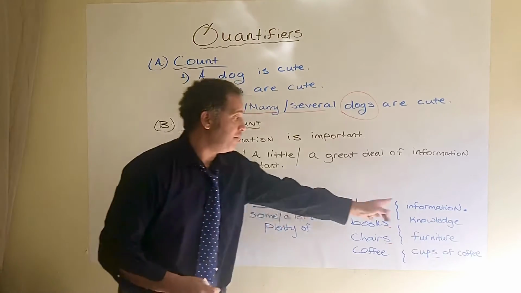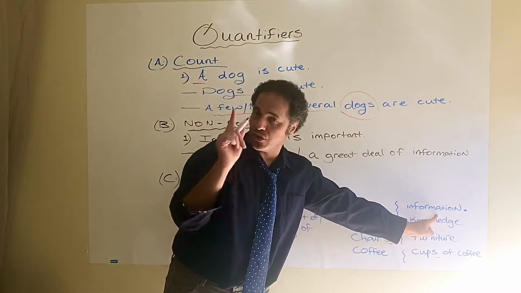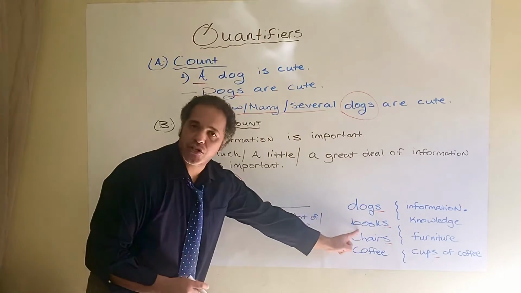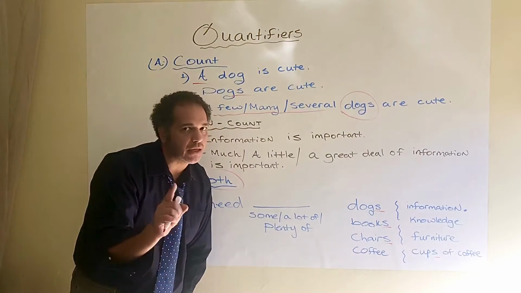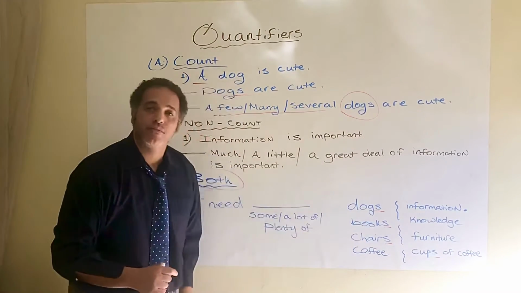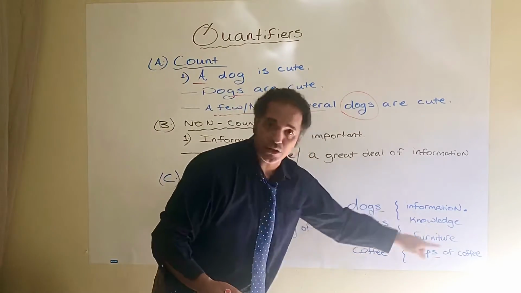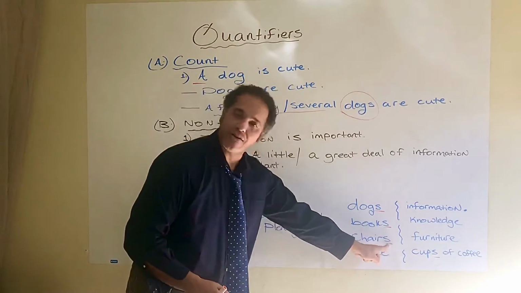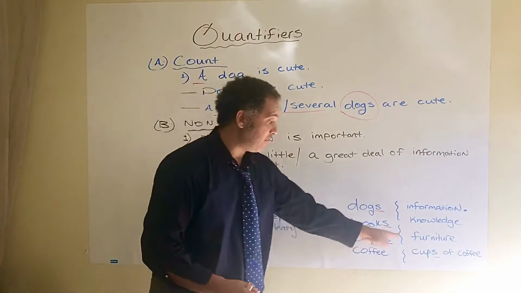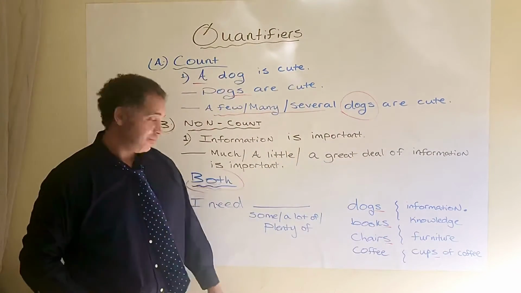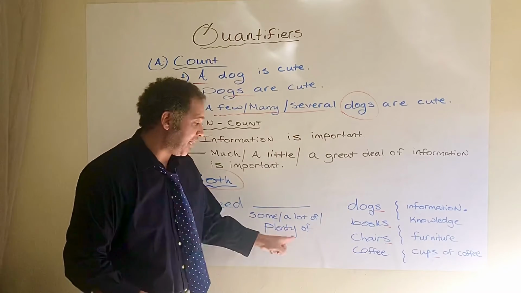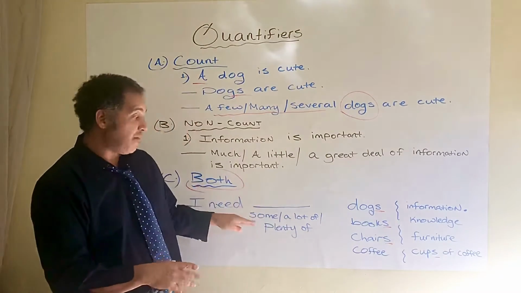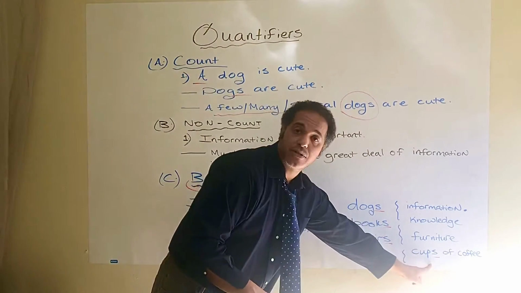Now, I need some. Non-count, we don't change because it's only one form. I need some information. I need a lot of books. We don't say I need a lot of book. No, it should be books. I need a lot of knowledge. I need plenty of chairs. Or I need plenty of furniture. I need plenty of coffee, which is non-count, or I need plenty of, or some, or a lot of cups of coffee.